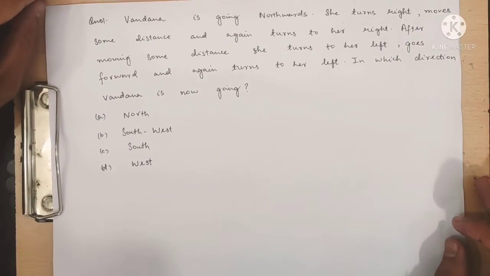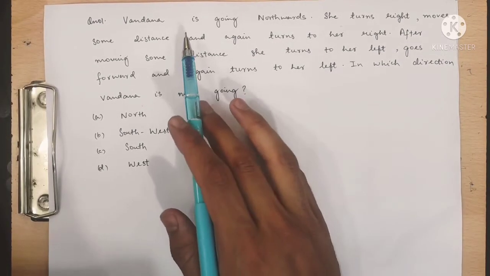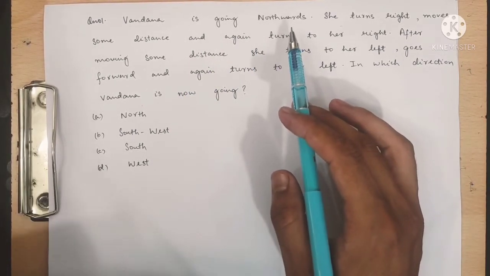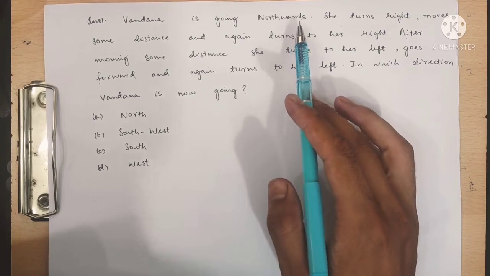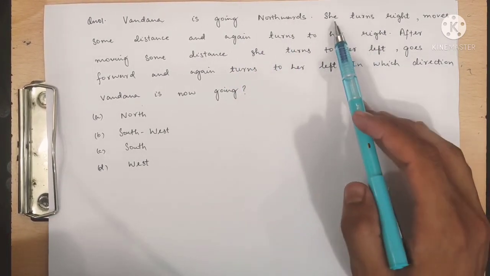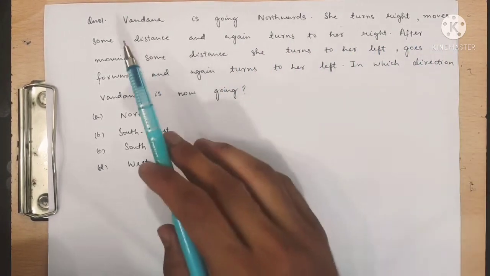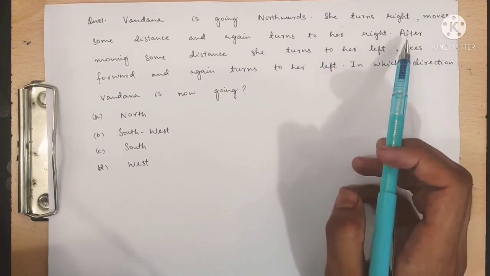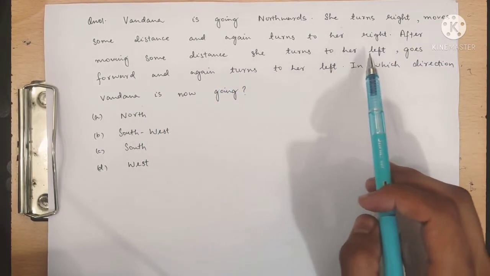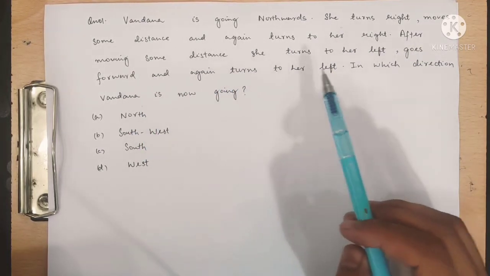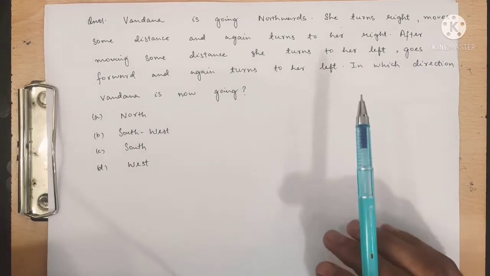So the question is that Vandana is going towards northwest. Okay, she is going towards northwards. She turns right, moves some distance and again turns to her right. After moving some distance, she turns to her left, goes forward and again turns to her left. In which direction is Vandana now going?